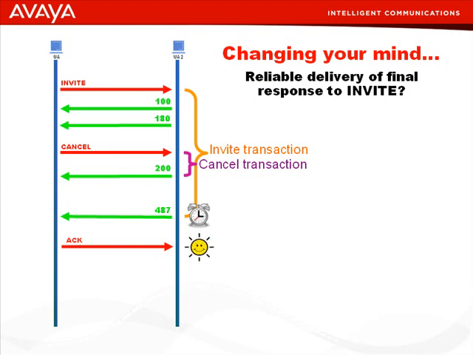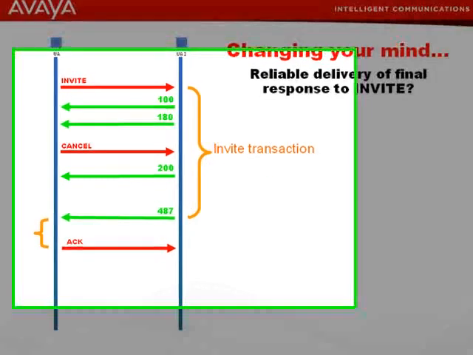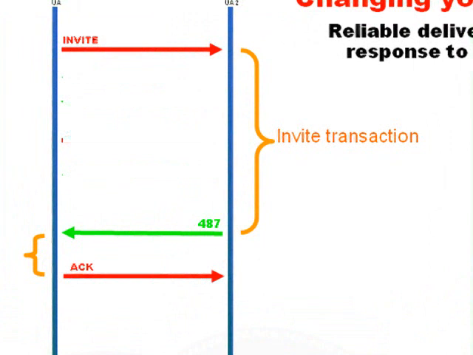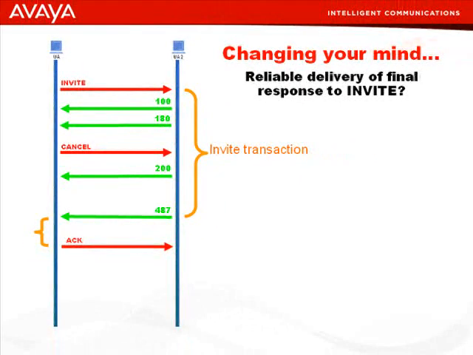Now remember, always with an invite, even if we have an error response and an unsuccessful outcome, we still have that three-way handshake. The invite, the final response, and the ACK. So, there we go, the complete call flow for our cancelled call scenario. How does it compare to the call flow that you predicted?